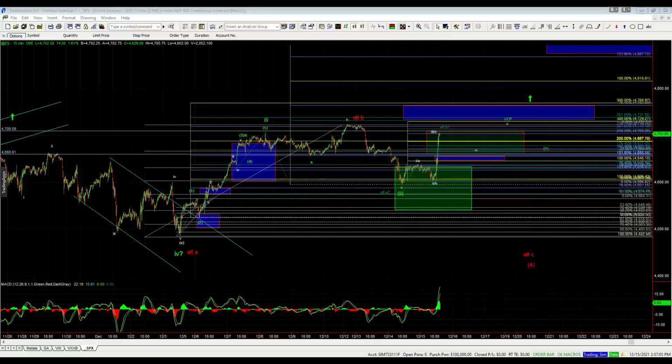Is there a standard zone for an expanded B wave? No, there's not. It's rare for it to exceed the move as high as it did in March of 2020. It was the largest I've ever seen on that time scale. It's pretty rare, but there's not really a standard.